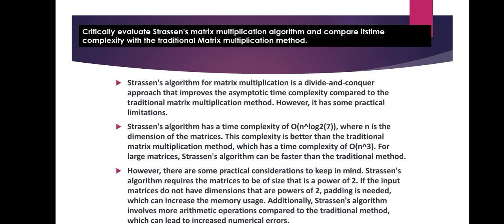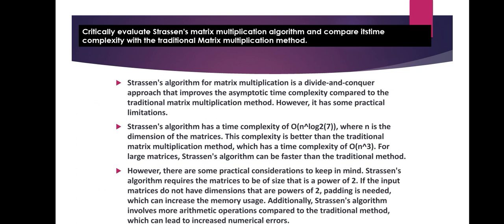Let's move to the second question. Critically evaluate Strassen's matrix multiplication algorithm and compare its time complexity with the traditional matrix multiplication method. Strassen's algorithm for matrix multiplication is a divide and conquer approach that improves the asymptotic time complexity compared to the traditional matrix multiplication method. However, it has some practical limitations.